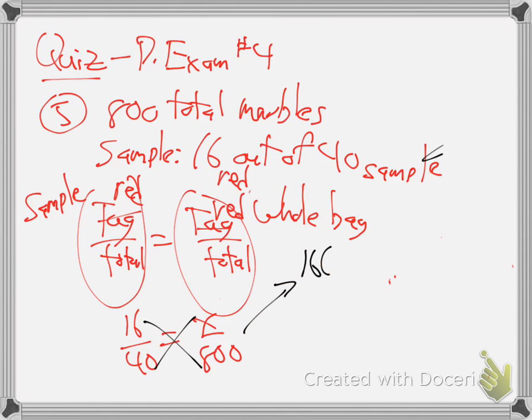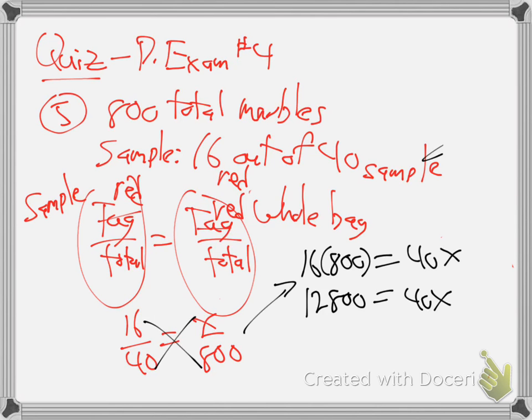So what are you going to get? 16 times 800 equals 40 times x. Does that make sense? Remember the cross multiply thing? Tag over total is tag over total. Red over total is red over total, for the sample and for the whole bag. So instead of capture and recapture, it's sample and whole bag. Let's go diagonal, diagonal. 16 times 800 is 12,800, which equals 40x. Divide by 40, and you get the 320 answer that we saw a minute ago.